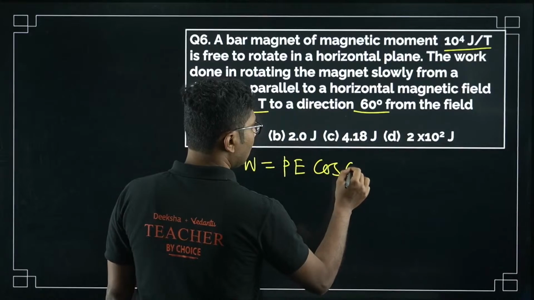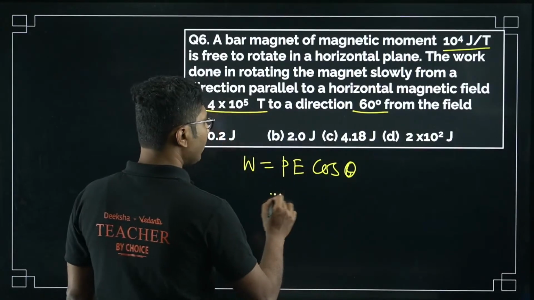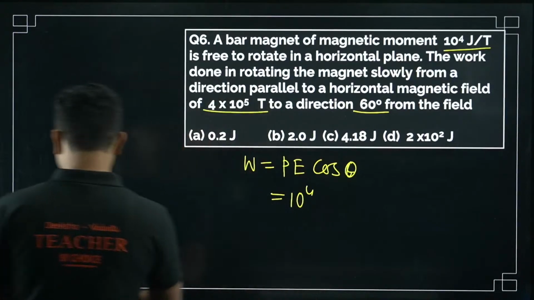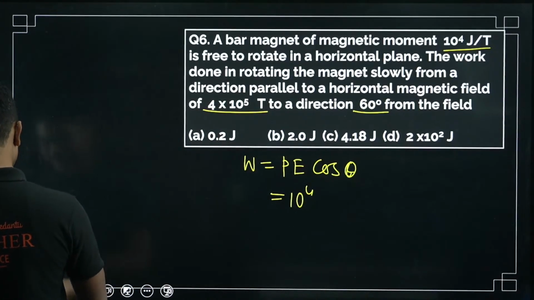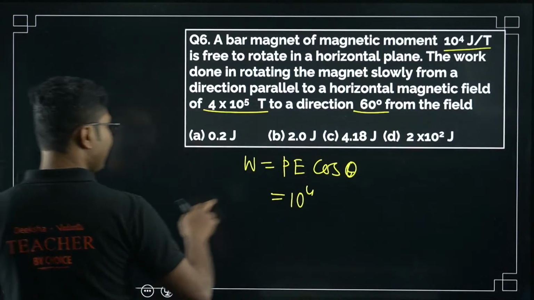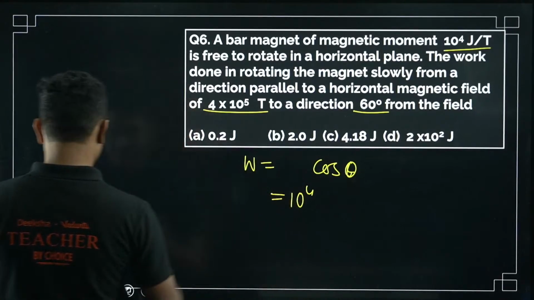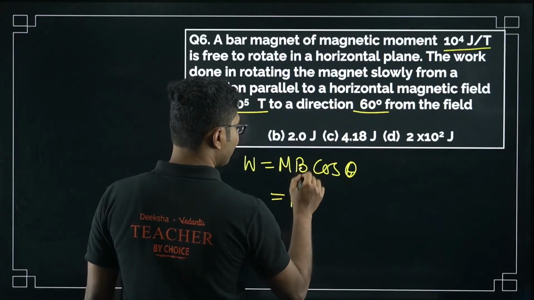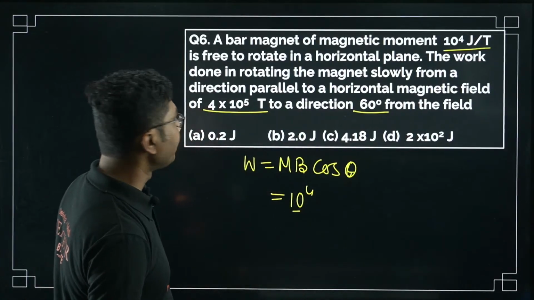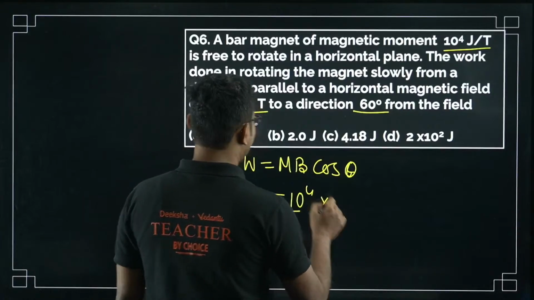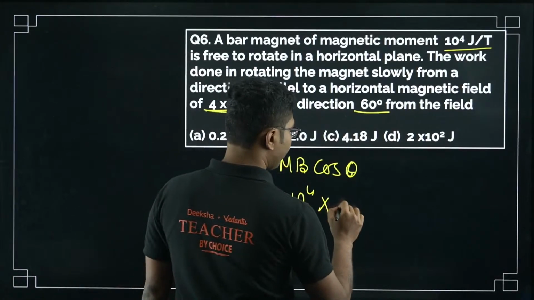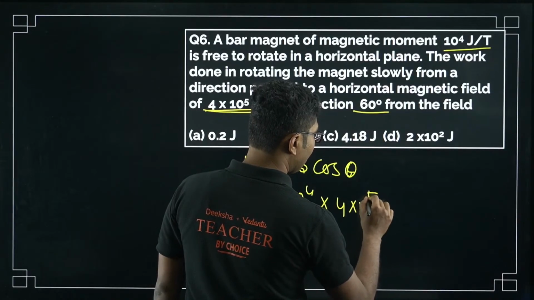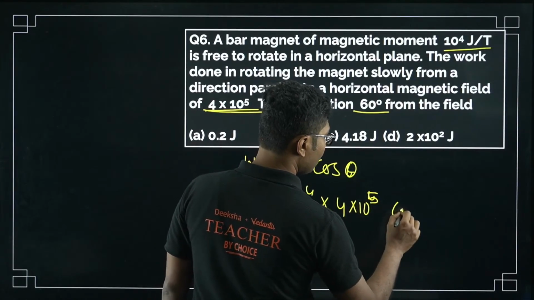cos theta. Okay, P is given by 10 to the power of 4, not P, sorry, I always remember the electric one, not the magnetic one. In case of magnetic it will be M into B. So M is given as 10 to the power of 4 joules per Tesla. The magnetic field is given as 4 into 10 to the power of 5, and you are rotating it by an angle of 60 degrees, so it will be cos 60.